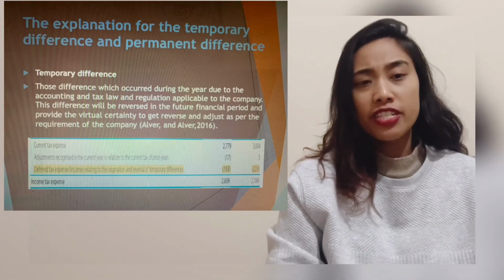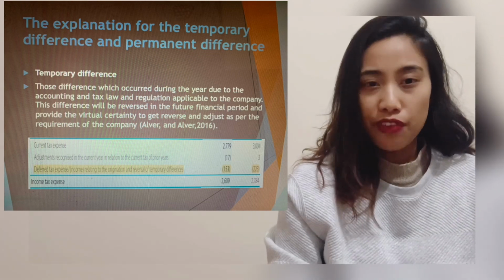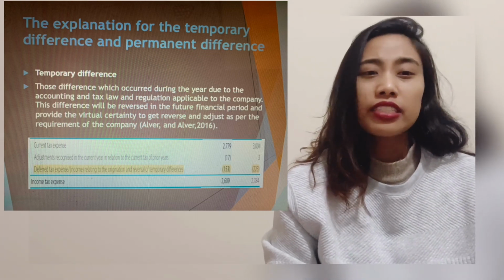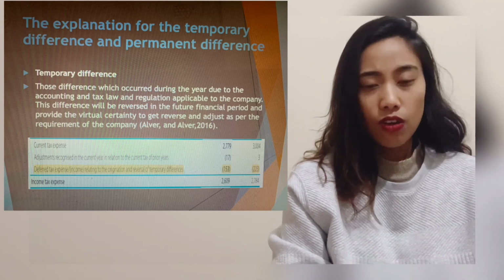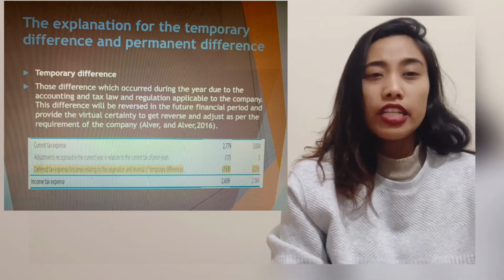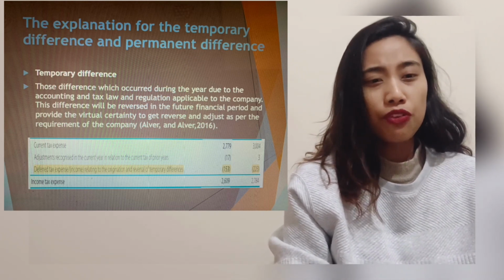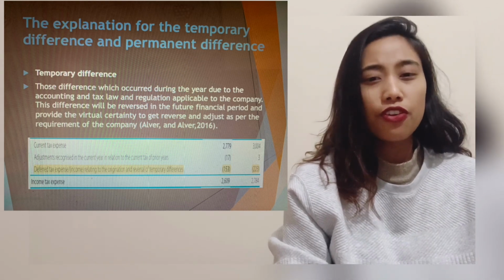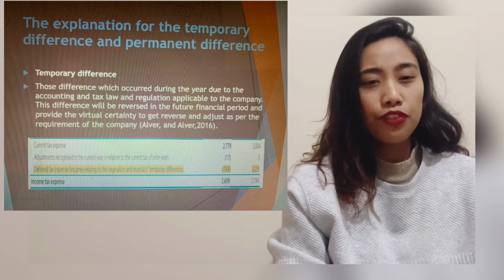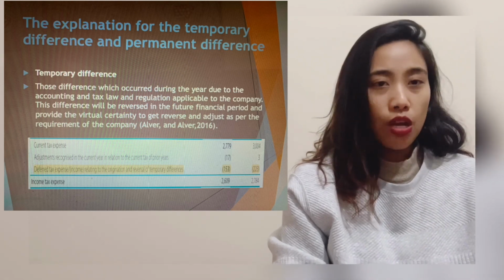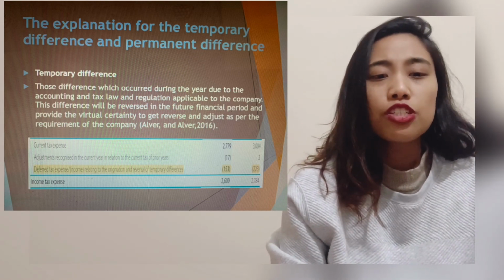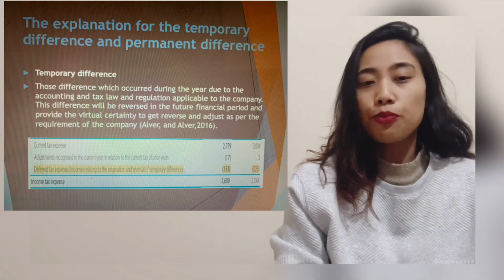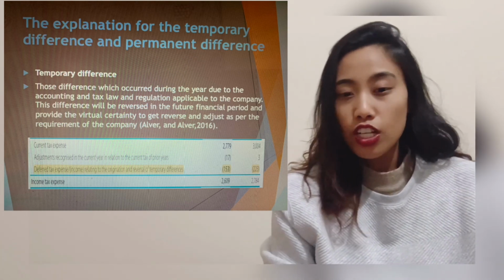So there are some temporary differences and some permanent differences. Now we know that temporary differences are those differences which occur during the year due to the accounting and tax law and regulations applicable to the company. The differences will be reversed in the future financial period and provide the virtual certainty to get reversed and adjusted as per the requirement of the company, as per Elver and Elver 2016. As in the table, we can see that the deferred tax expenditure income relating to the origination and reversal of temporary differences has been shown in two different years.